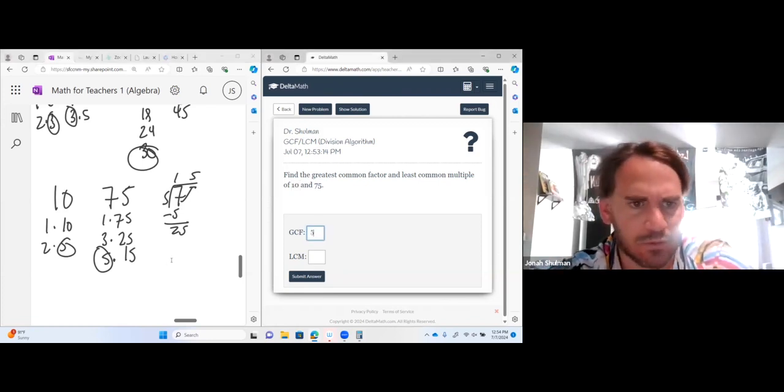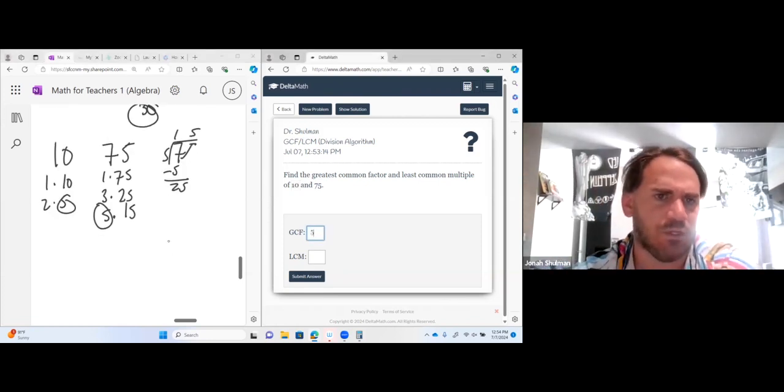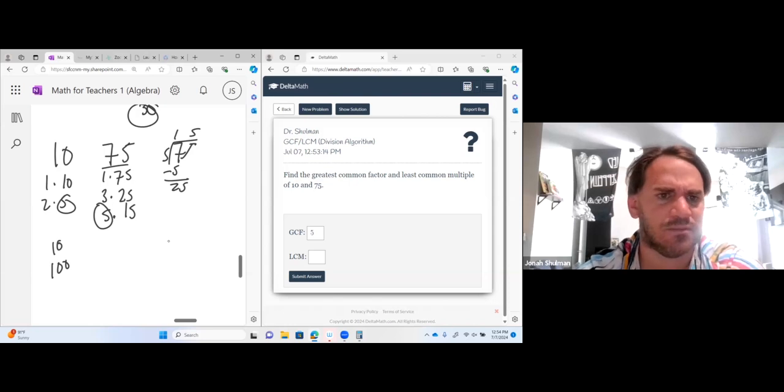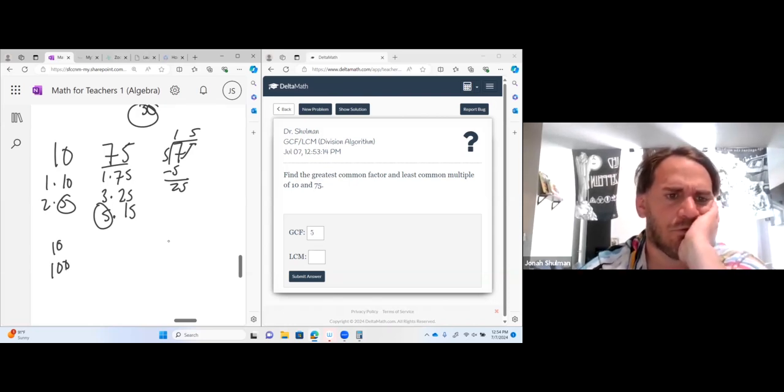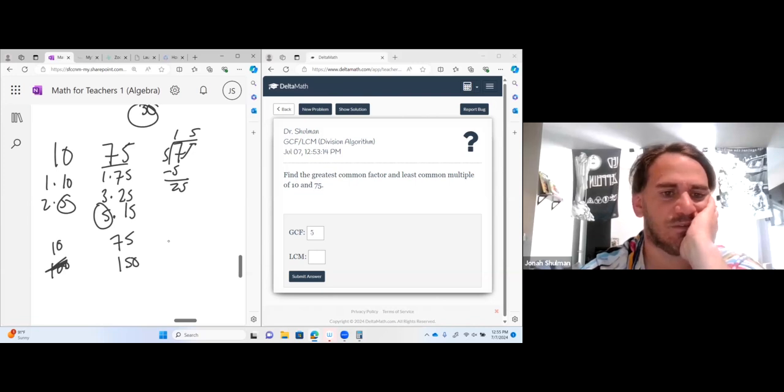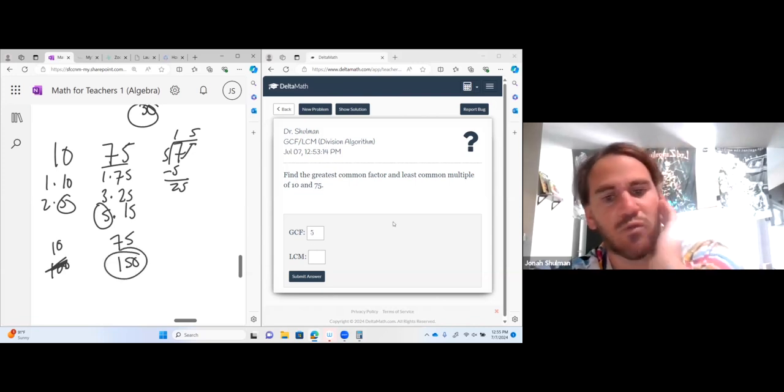And their least common multiple, well, when do 75 and 10 match? The first one's going to be 100. So I'm just going to make these hundreds to see when this one matches. Oh, wait, no. I believe it's 150 because we have 75 and then the next one is 150 and 10 goes into 150. I just don't want to write them all. So I'm pretty sure it's going to be 150.